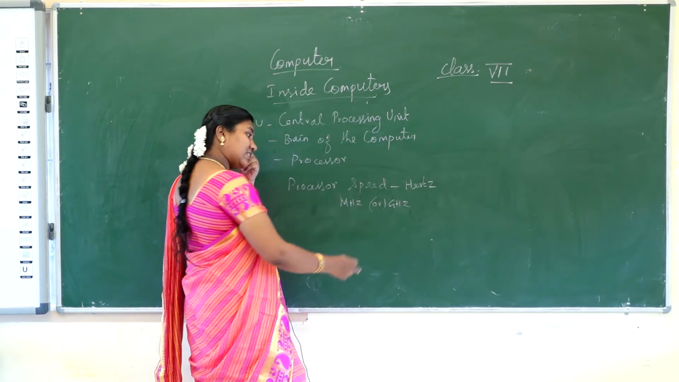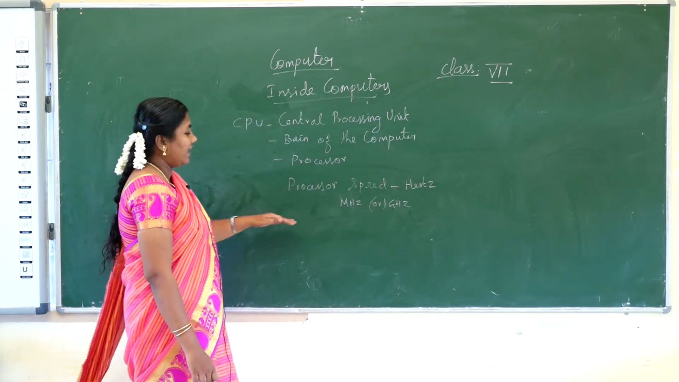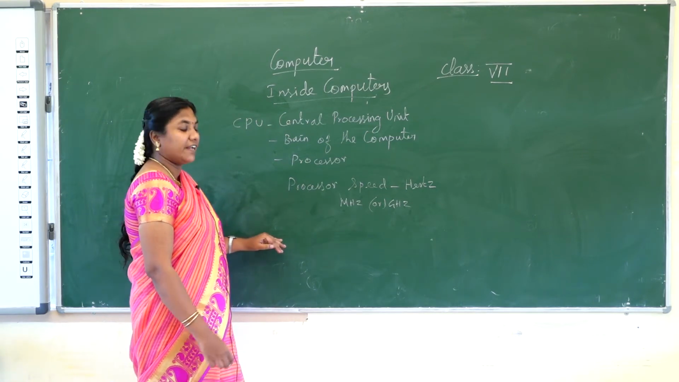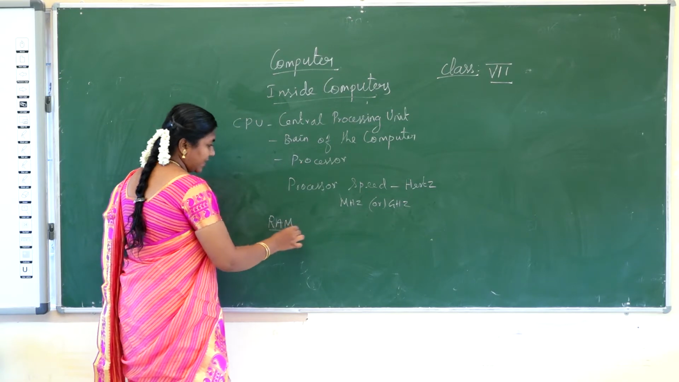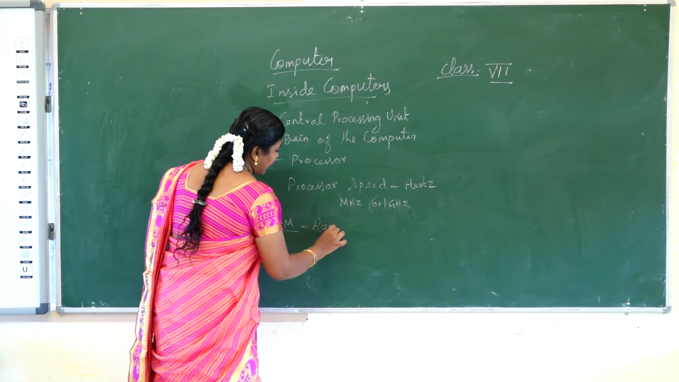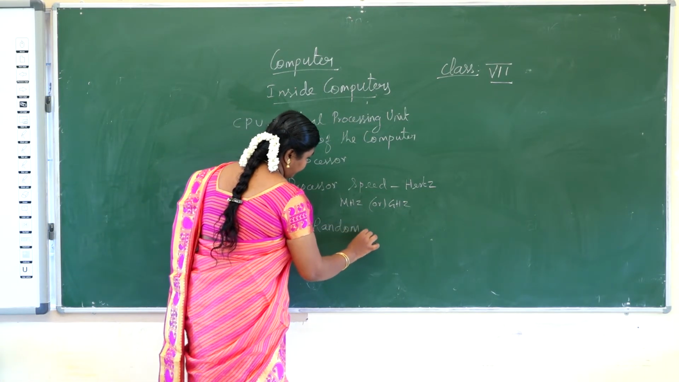And next we are going to see the next one, which is the RAM. So next heading RAM, that is random access memory.